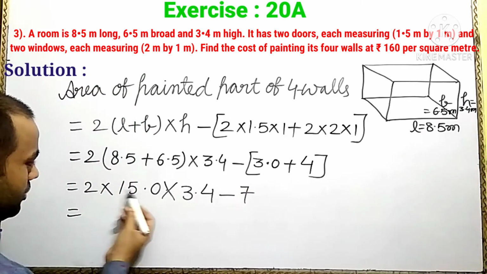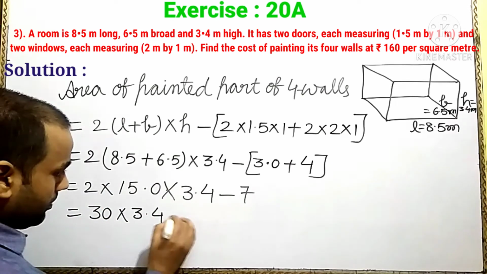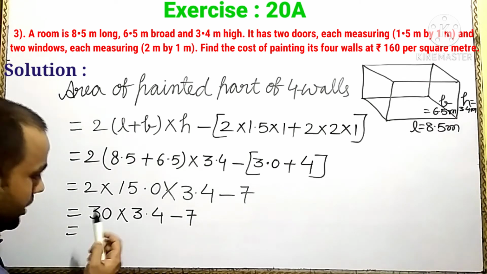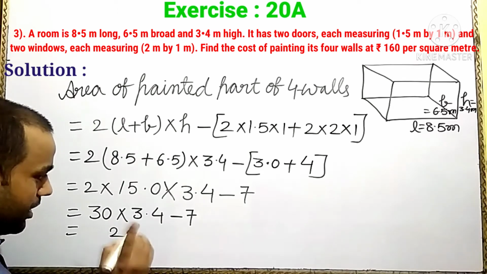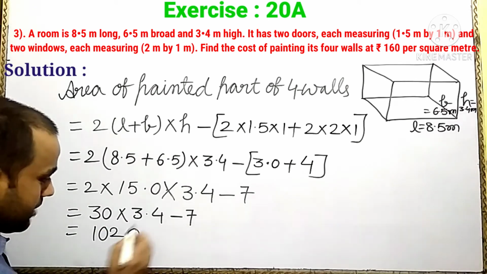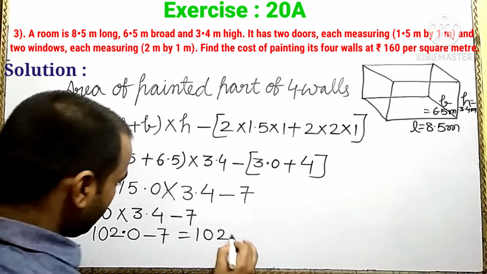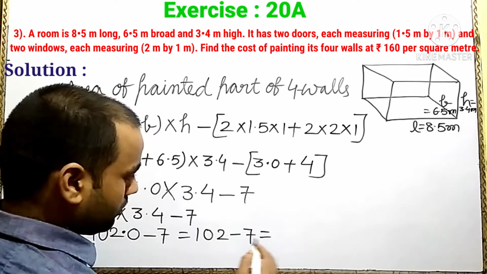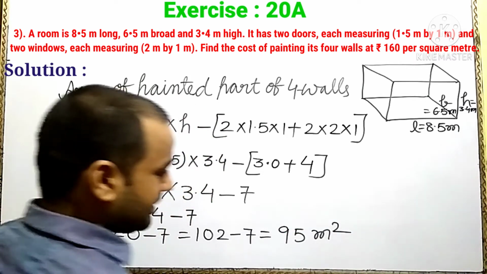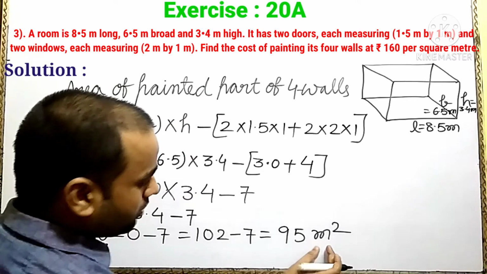Here 15 twos are 30 into 3.4 minus 7 is equal to, multiply first of all 34 into 3. 3 fours are 12, carry 1, 3 threes are 9 plus 1 is 10. Here 0, decimal after 1 digit, minus 7. We get 102 minus 7 is equal to 95 square meter. Is it clear? The area of painted part of 4 walls is 95 square meter.